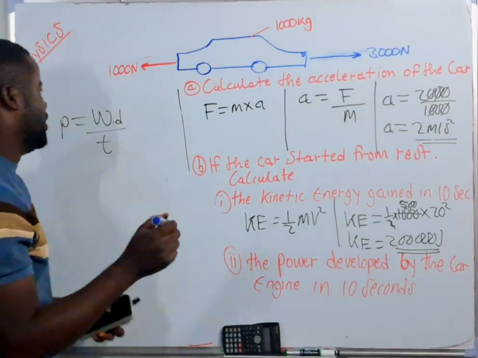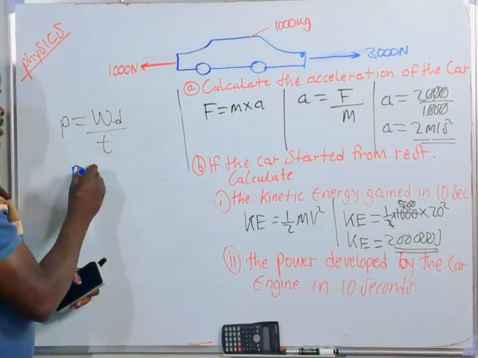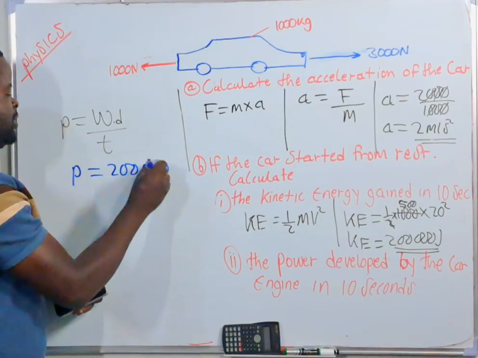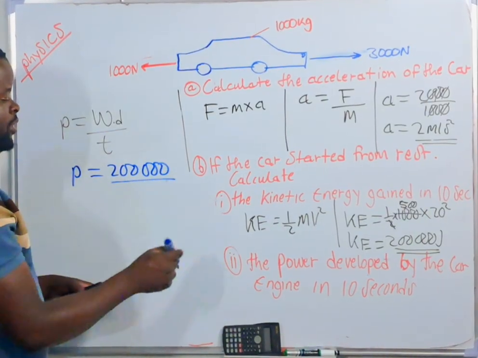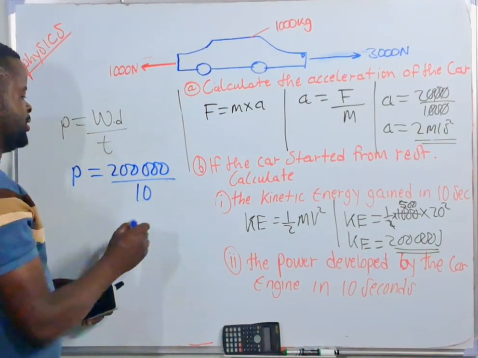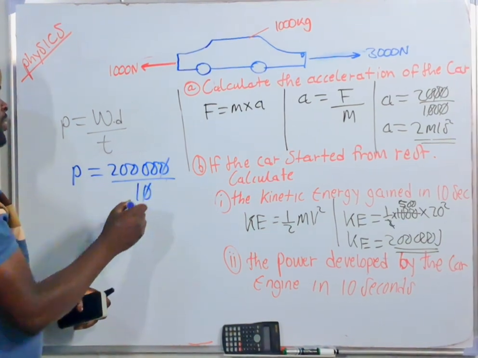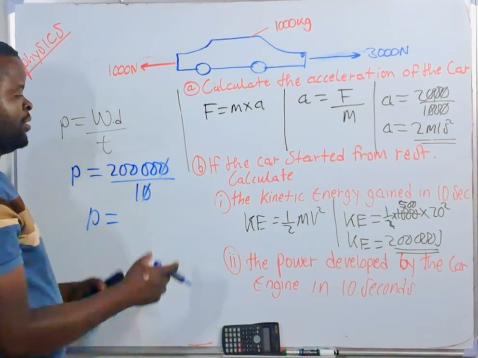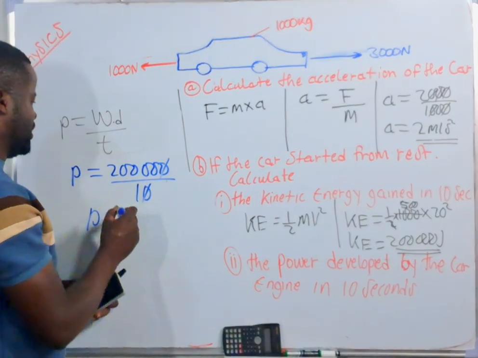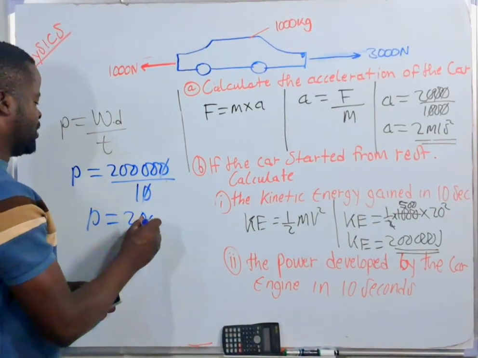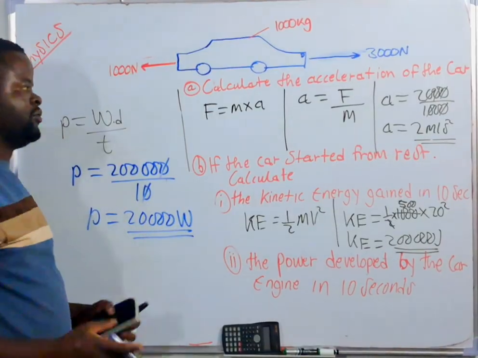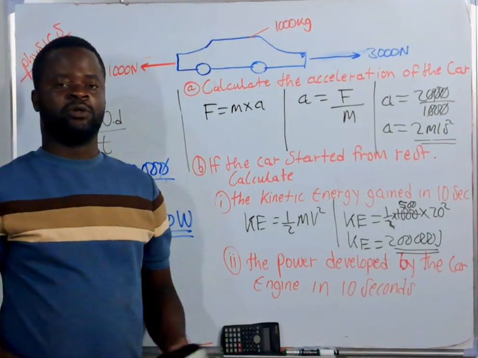Our power is going to be equal to 200,000 joules over 10 seconds. We are going to cancel a 0 and a 0. So the power developed by the car engine in 10 seconds is going to be equal to 20,000 watts. This is how you need to find the solution to this particular question.